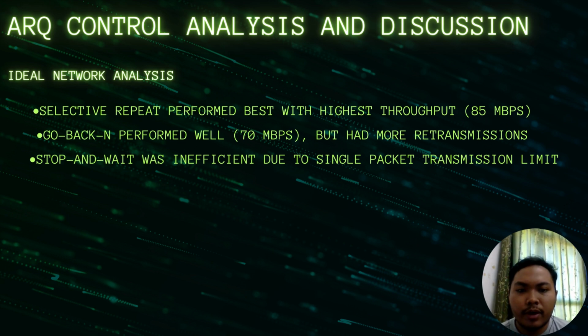For the ideal network analysis and discussion, in an ideal network selective repeat performs best with the highest throughput, at 85 megabits per second, while Go-Back-N performed well with 70 Mbps but had more retransmissions, while stop and wait was inefficient due to its single packet transmission limit.